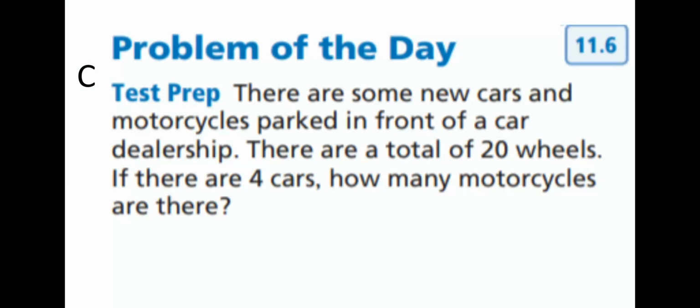And the last question for you to answer, this has nothing to do with area and perimeter. It's just to get you thinking. So it says, there are some new cars and motorcycles parked in front of a car dealership. There are a total of 20 wheels. If there are 4 cars, how many motorcycles are there?